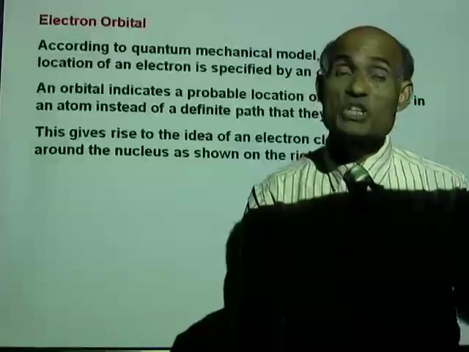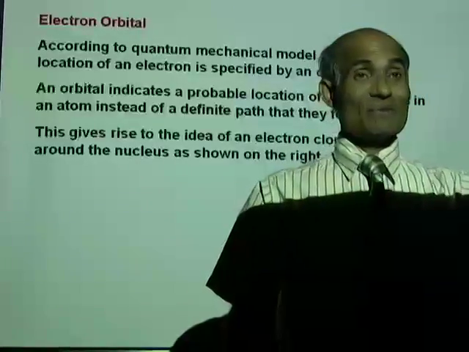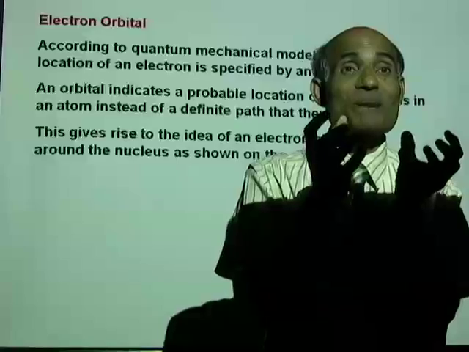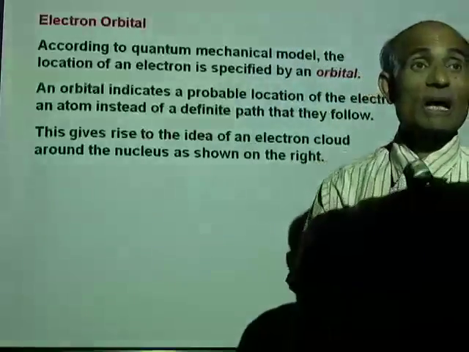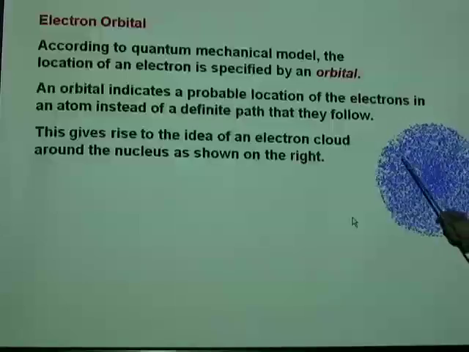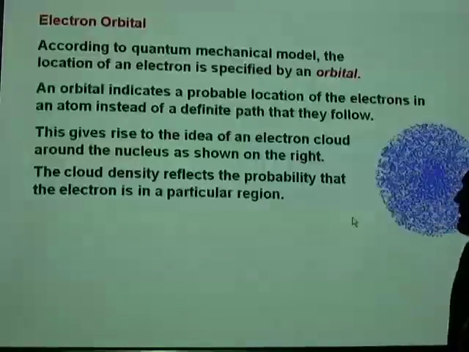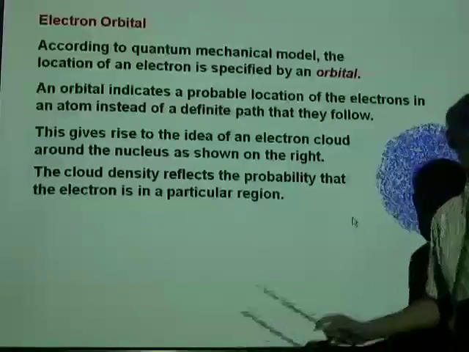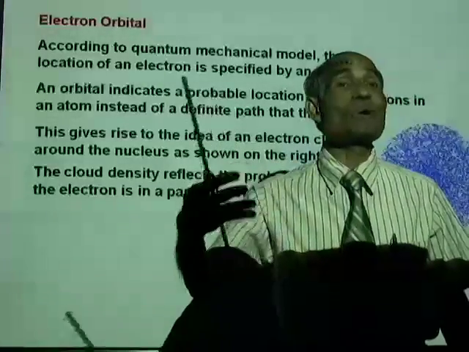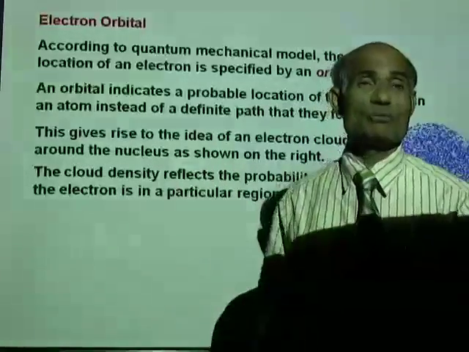That means there are regions where the probability of finding the electron is greater than other regions. The probability value of finding the electron around the nucleus varies at different places, giving rise to the idea of an electron cloud. Now here, not a very good picture though, but it gives you an idea of what an electron cloud looks like. The cloud density reflects the probability that the electron is in a particular region. If the cloud density is large, the probability for finding the electron there is greater. If the cloud density is not very high, the probability of finding the electron there is very low.